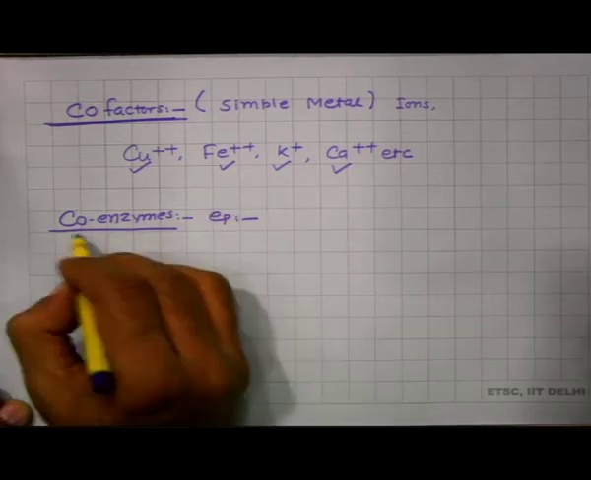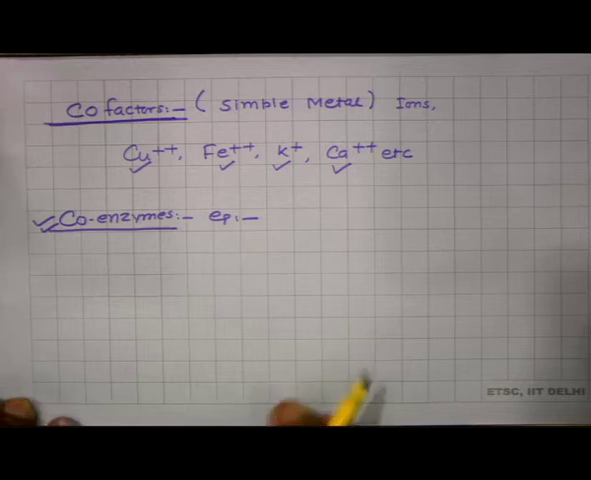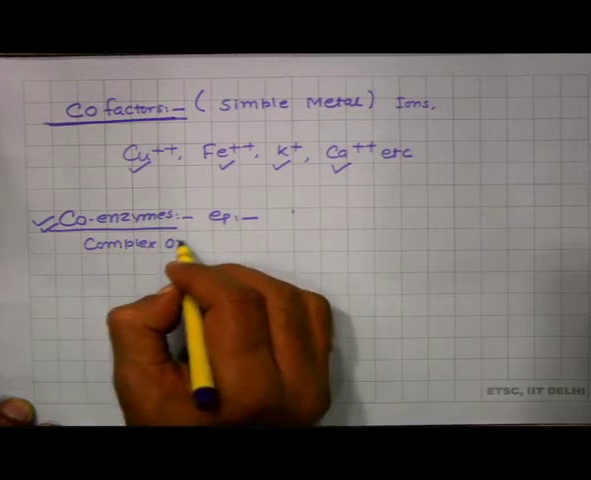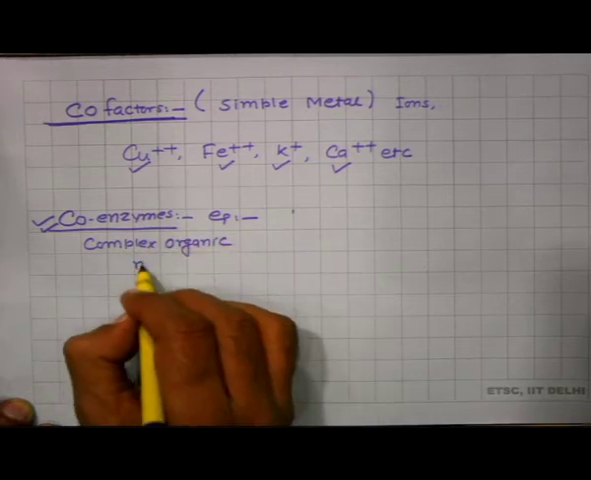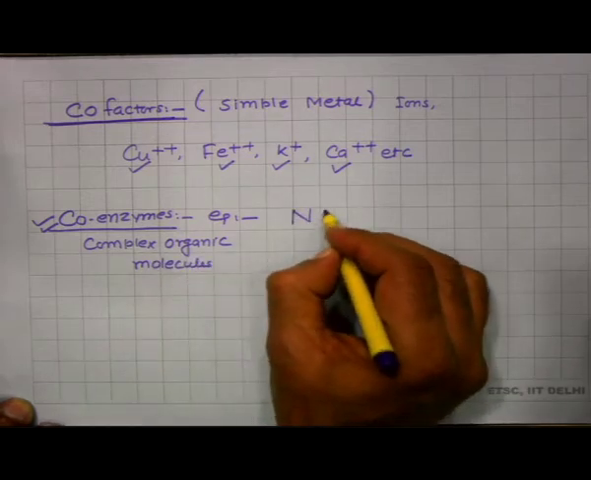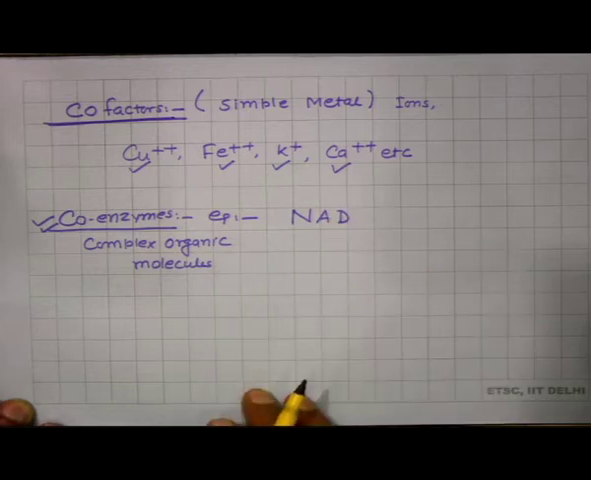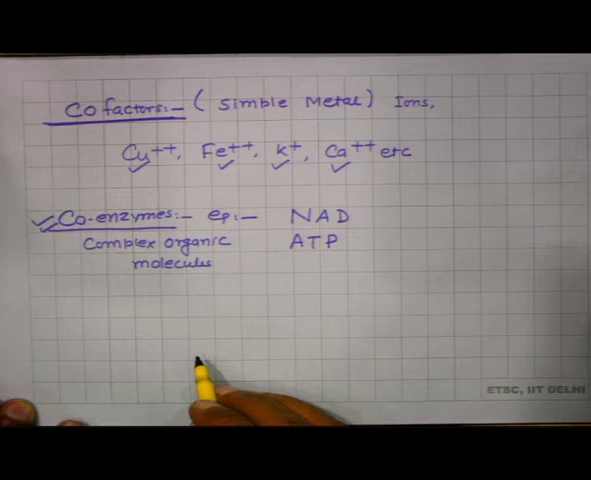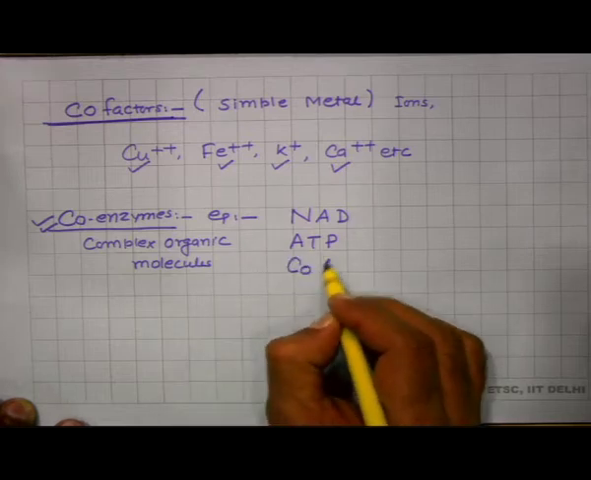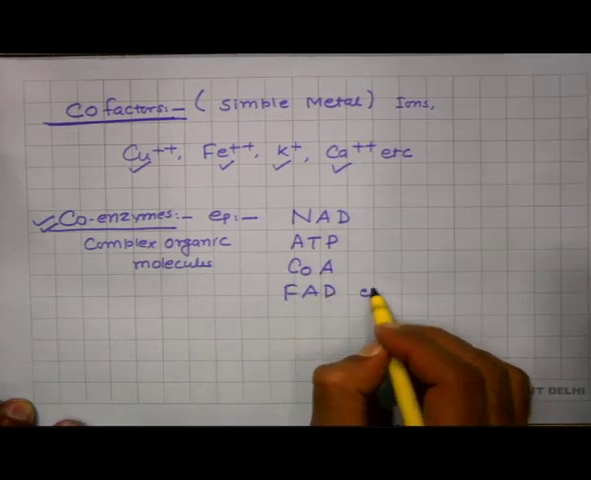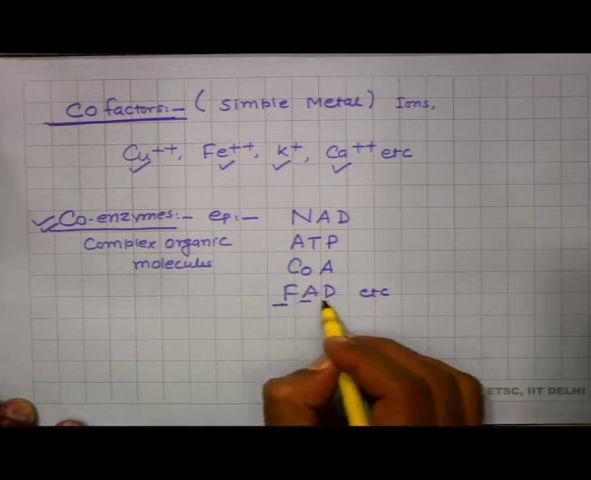Now, coenzymes. Coenzymes are those where the prosthetic group is a complex organic molecule. Examples we have already known: NAD, nicotinamide adenine dinucleotide; ATP, adenosine triphosphate; coenzyme A; FAD, flavin adenine dinucleotide, etc.